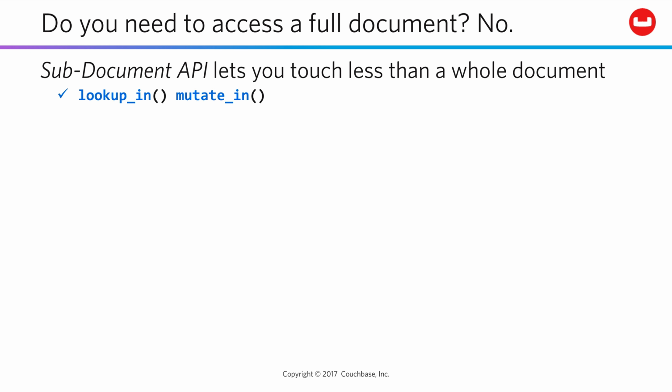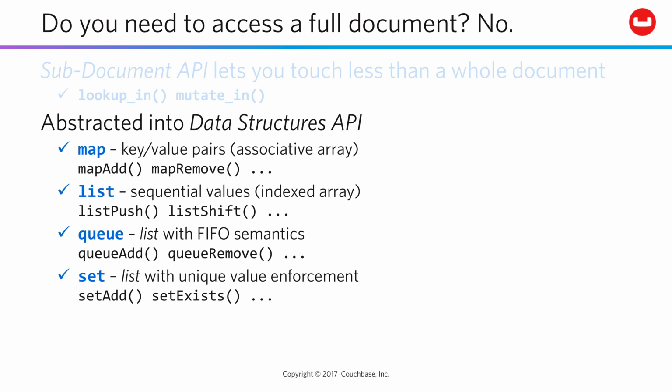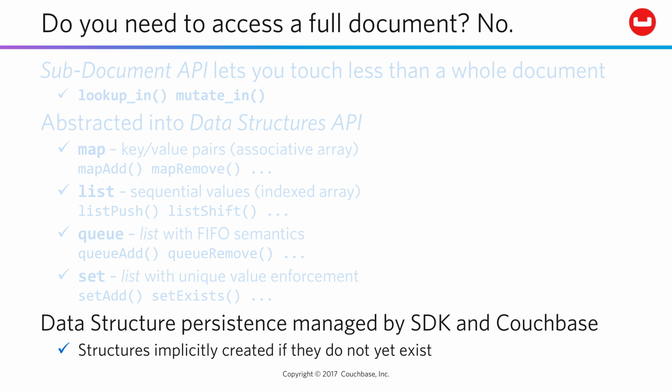Now, if you prefer a higher level of managed abstraction, you could also work with our Data Structures API, creating local map, list, queue, and set objects. Update their local values, and the changes are written back to corresponding subdocuments on the server. Persistence from these data structures is fully managed, and the objects are implicitly created on demand.